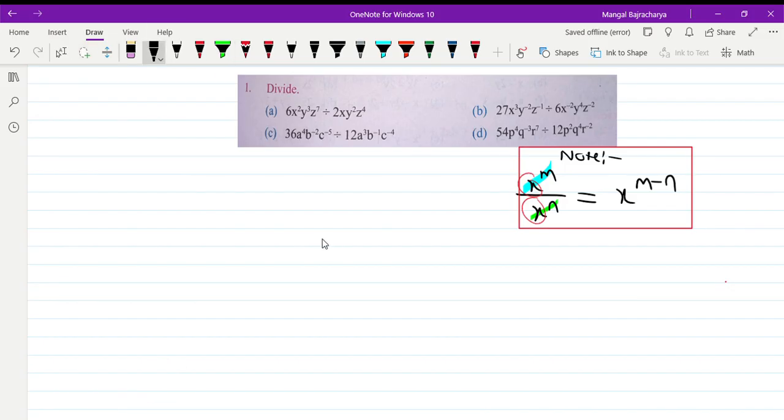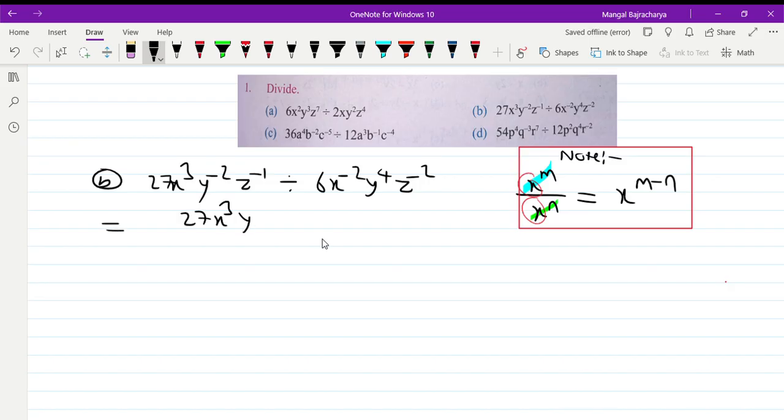Now in number B we do have here 27x cube y power minus 2 z power minus 1 divided by 6 into x power minus 2 y power 4 z power minus 2. So what we do here is 27x cube y power minus 2 z power minus 1 we get divided by 6 into x power minus 2 y power 4 and z power minus 2.